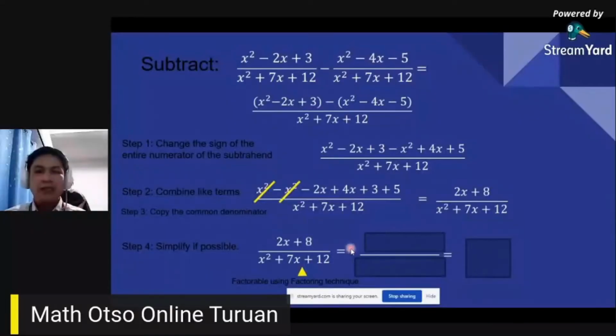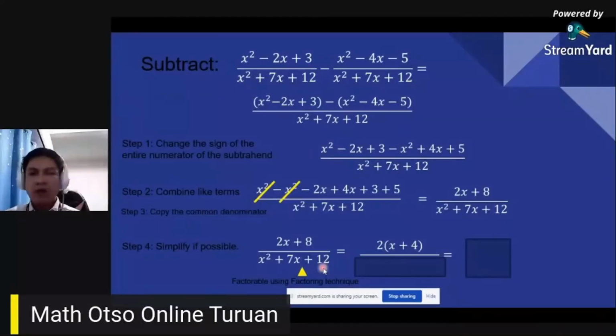Then, what's next? Simplify if possible. Now, this 2x plus 8 and x squared plus 7x plus 12 are factorable using factoring techniques. Observe, for 2x plus 8 we can use the greatest common monomial factor, while our denominator we can factor using general trinomial. So let us see.